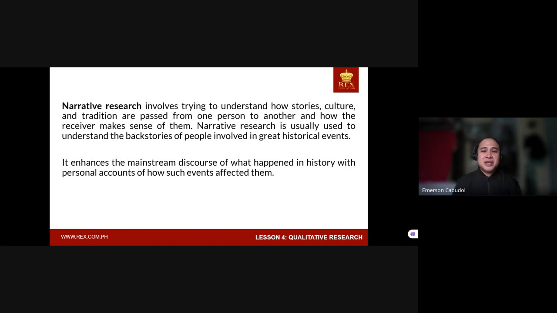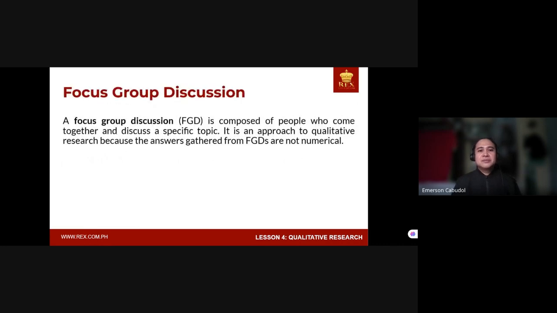In marketing research, a focus group discussion, or FGD, involves bringing together a small group of carefully selected participants to discuss a specific topic or product. It's a qualitative research method because the data gathered is in the form of opinions, insights, and experiences rather than numerical measurements. The goal is to gain a deeper understanding of consumer perceptions, attitudes, and motivations through guided group interactions.